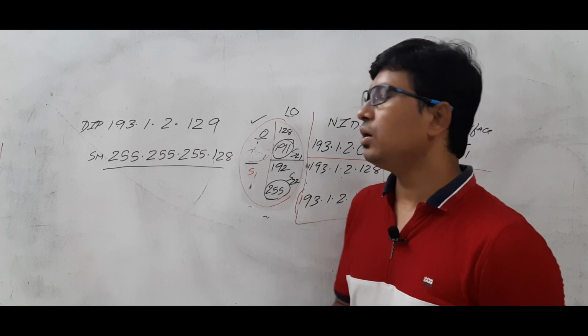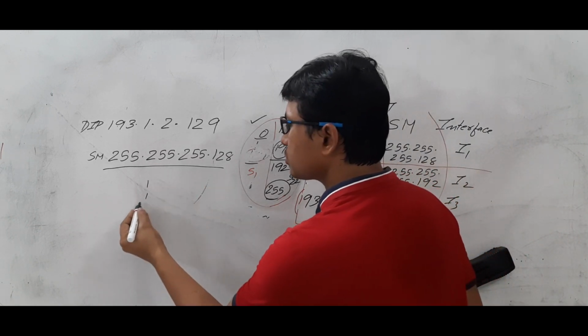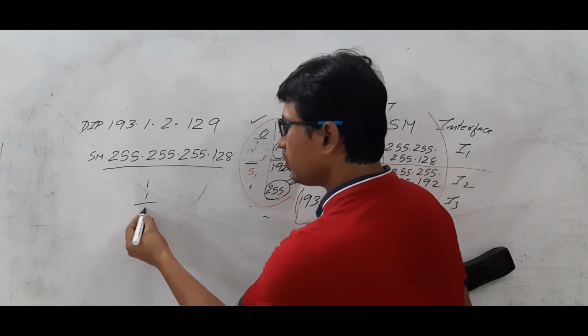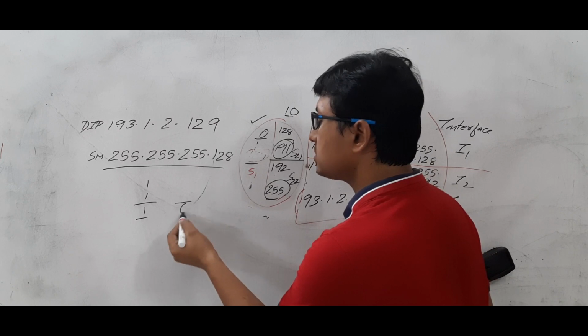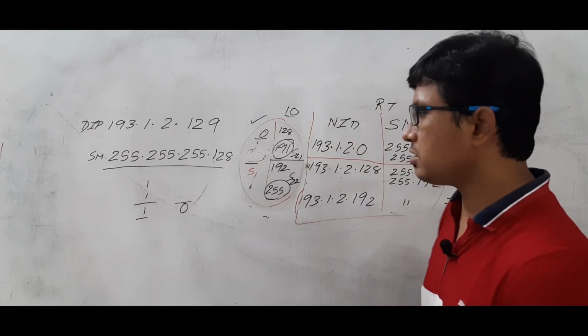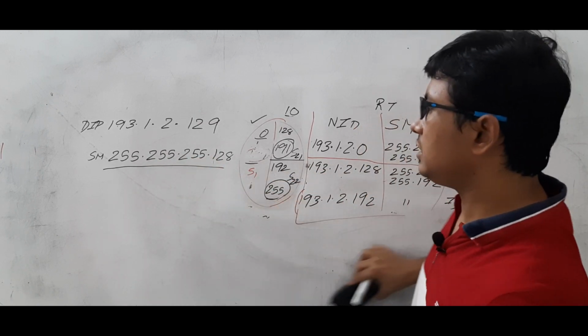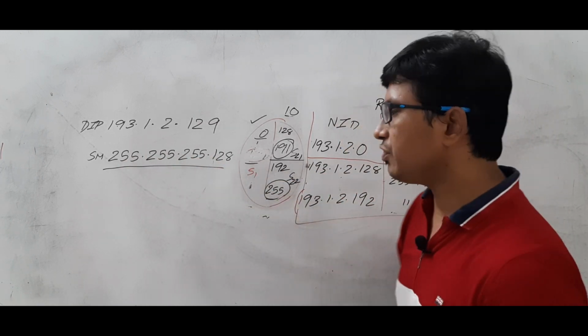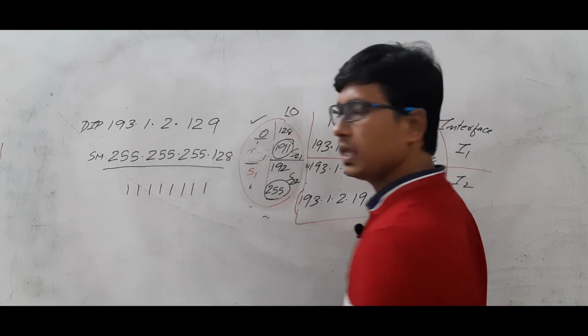Can you tell me what the bitwise AND is? If both the inputs are 1, the output will be 1. If any one of the inputs is 0, you will get the output as 0. Am I right or wrong? This is the principle of bitwise AND. Now, if you see, take this one, 255. 255 is nothing but all ones in the 8 bits. Am I right?